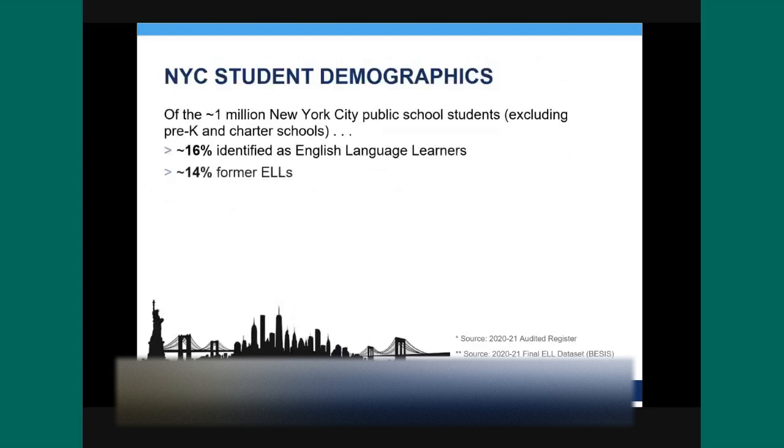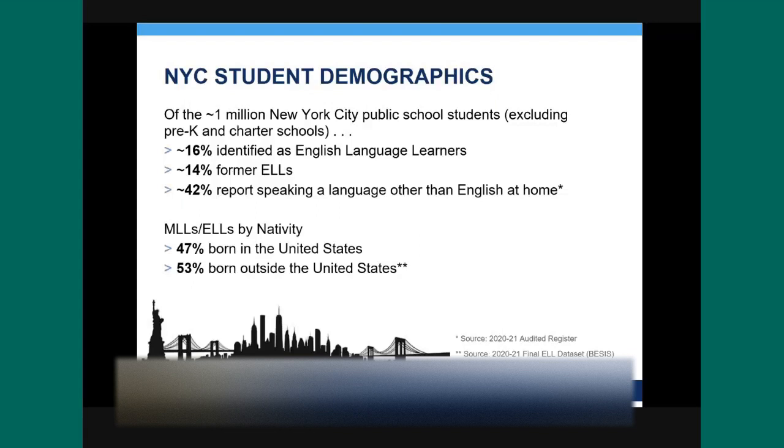So just to give us a sense from across the city really quick, of New York City's about 1 million students between kindergarten and 12th grade, 16% of them are identified as current English language learners. 14% are former English language learners, which specifically here we mean students who have exited within the last 2 years. So in total, then that means about outside the United States as immigrants. And so there's a pretty large proportion, about 47% of our students are English language learners but are not immigrants.